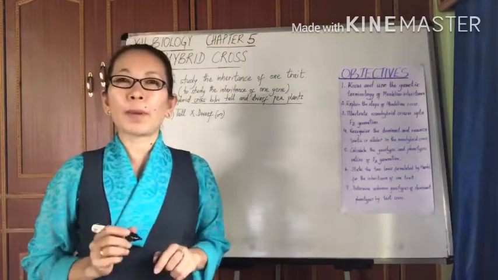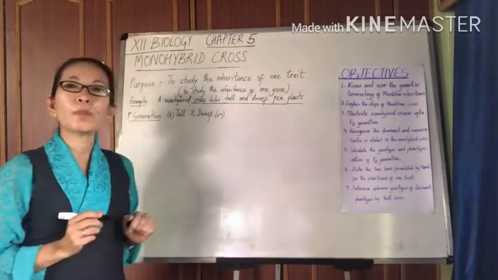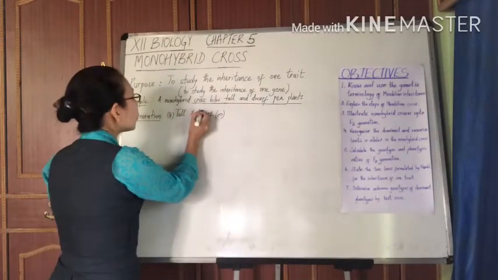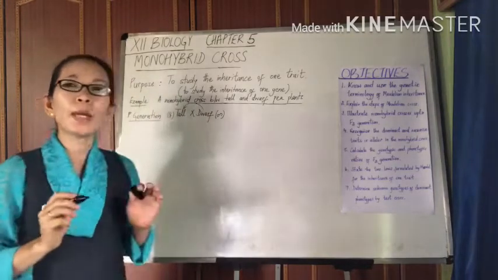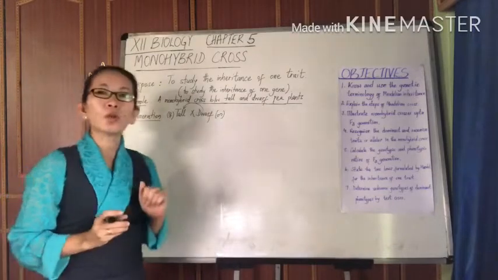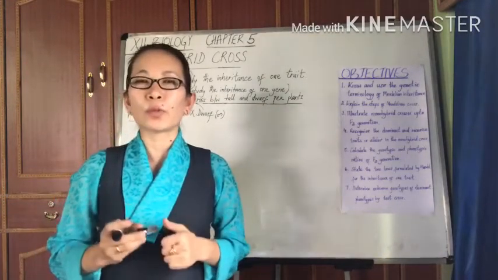So in the second step, Mendel performed controlled pollination, which is to say he dusted the pollens from the dwarf pea plant over to the stigma of the female tall plant. So in this way, he was able to cause cross pollination as well as cross fertilization.